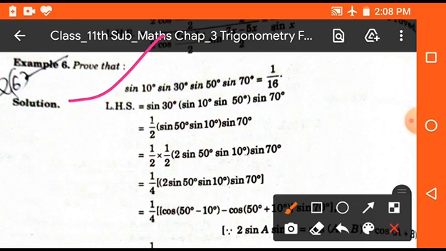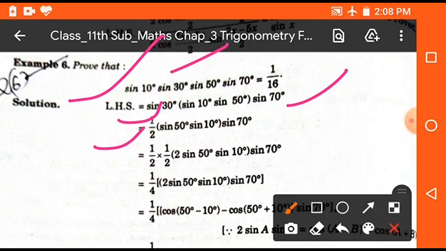Clear? The question is: prove that sin 10 sin 30 sin 50 sin 70 is equal to 1 upon 16. In such types of questions we first take the term in the multiplication whose value is known. Here sin 30 is known, so we arrange it in the first part: sin 30 sin 10 sin 50 sin 70. Now put the value of sin 30 as 1 by 2.